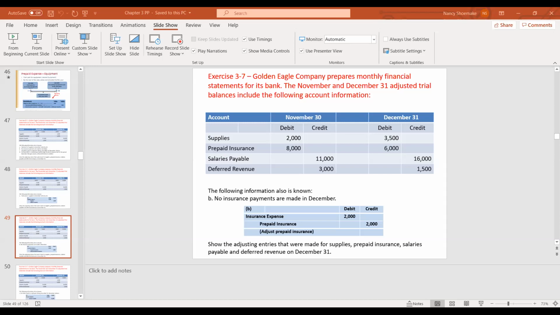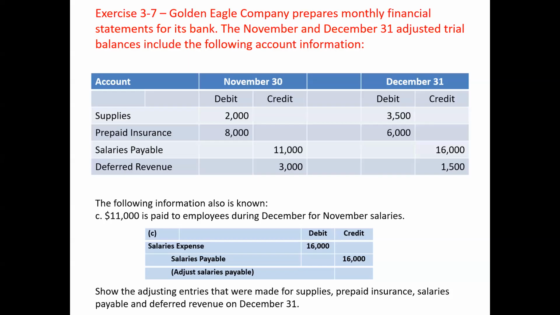Then the next one shows us salaries payable started at 11,000. It ended at 16,000. And it said 11,000 is paid to employees during December for November's salaries. You see, we started this credit at 11,000, right?